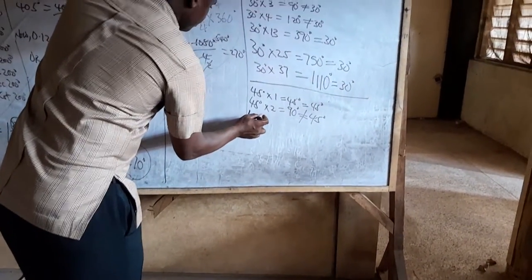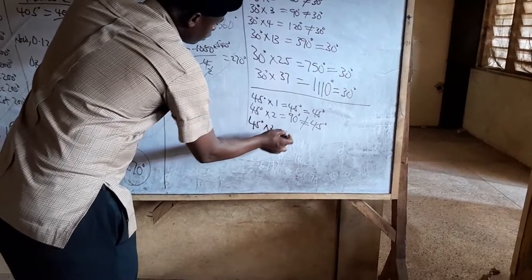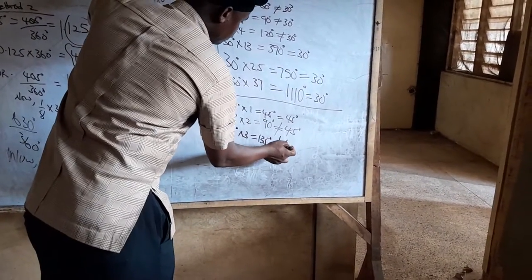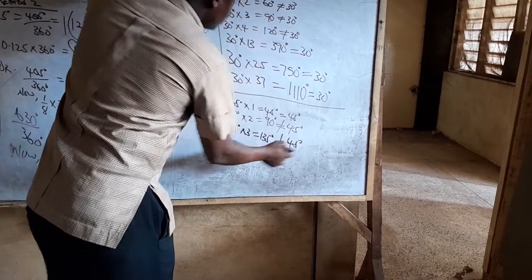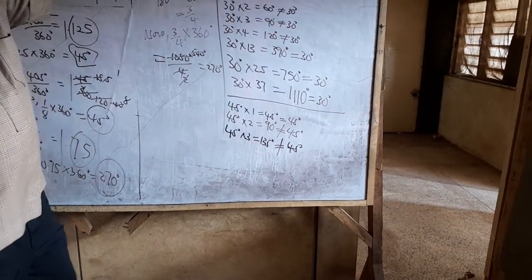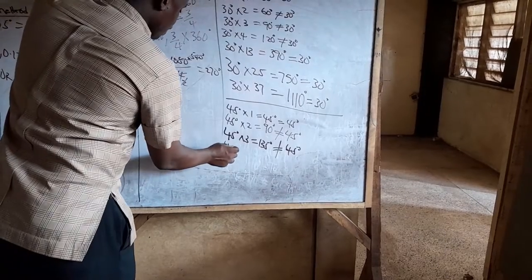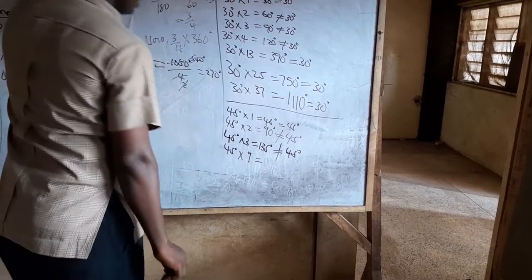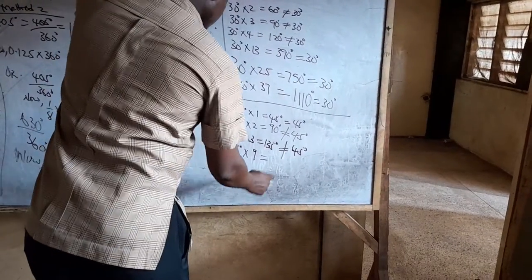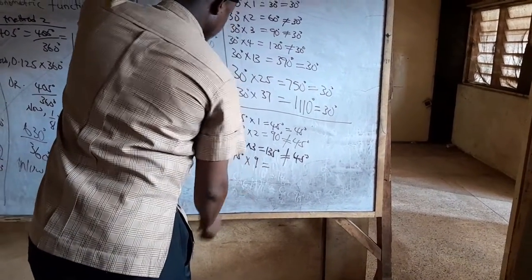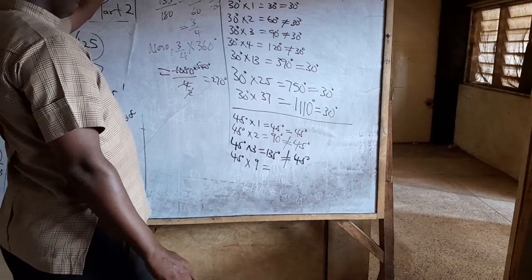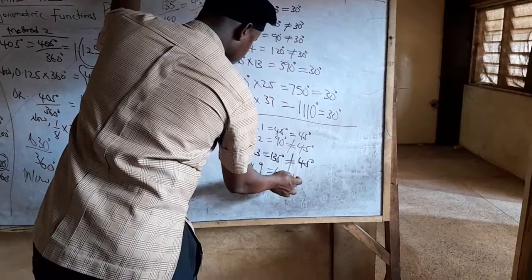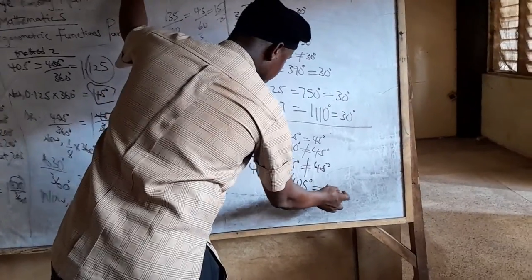45 degrees times 3 is 135 degrees, which is not exactly 45 degrees. So the eighth interval of 1 is 9. Let's put it down there. 45 degrees times 9 is 450 minus 45, 405, and this is exactly 45 degrees.